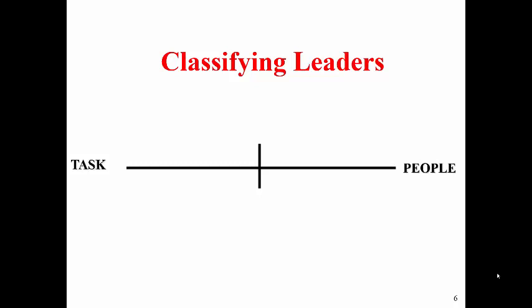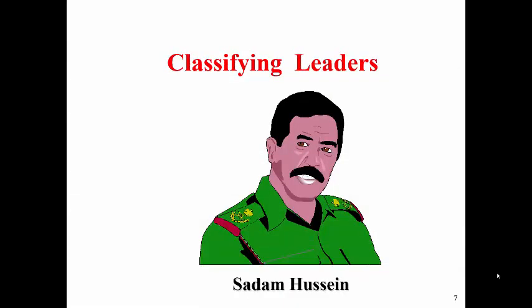We put them in the middle if we can't decide, or sometimes they seem task and sometimes they seem to be people-oriented. Now, I've done this exercise many times in workshops and in classes, so I'm going to provide for you the answers given the majority of times. You may or may not agree with those. So we're going to start out with Saddam Hussein. Remember him? Saddam Hussein, the dictator leader of Iraq. Most people would say that he is task-oriented.